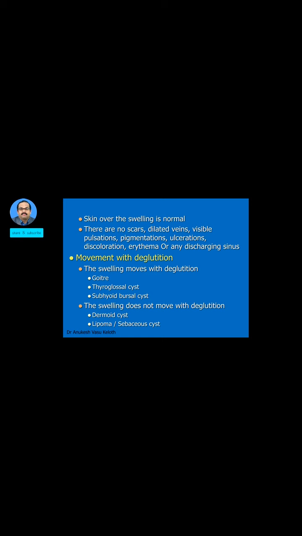Now moving on to the next feature which can be seen on inspection, movement with deglutition. A thyroid swelling usually moves with deglutition. In addition to a goiter, a thyroglossal cyst also moves with deglutition, and a subhyoid bursal cyst also moves with deglutition. Now there are swellings that don't move with deglutition, like dermoid cyst, lipoma, sebaceous cyst. So there are a number of midline swellings, of which these three move with deglutition: goiter, thyroglossal cyst, and subhyoid bursal cyst. By doing this single test, you can make sure that all others are not there, and this is the one that we are suspecting.